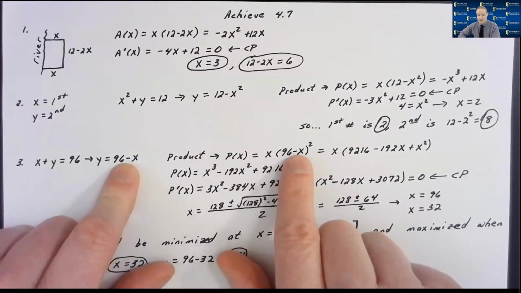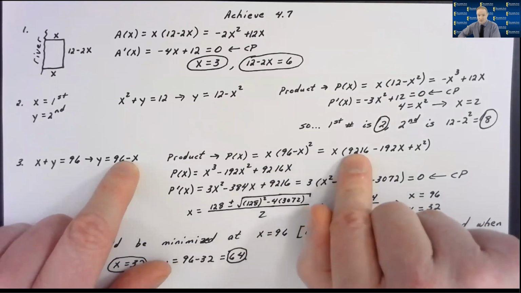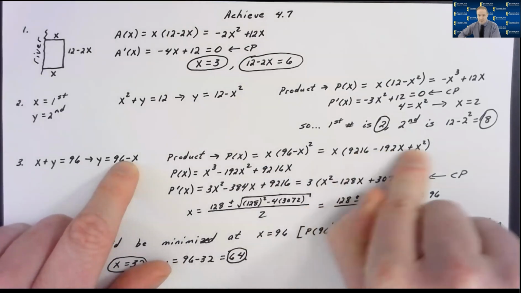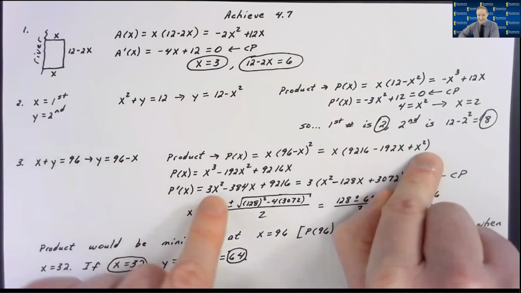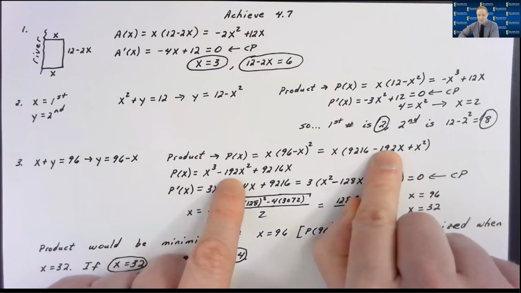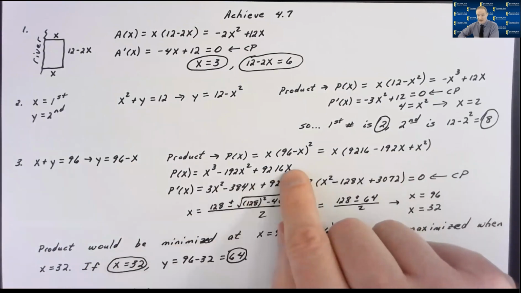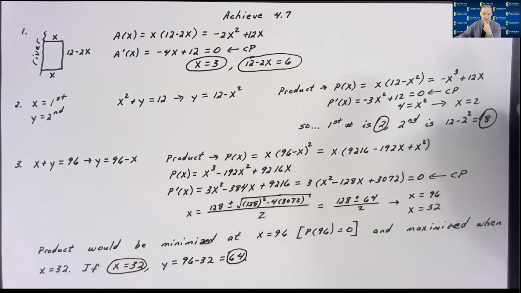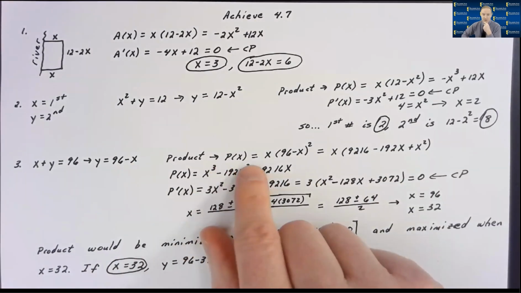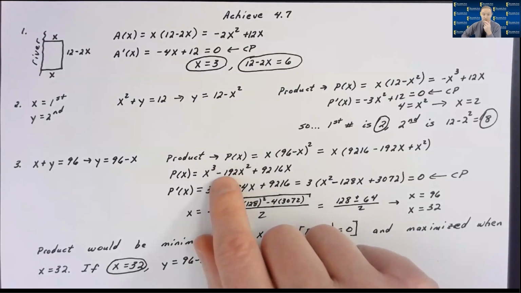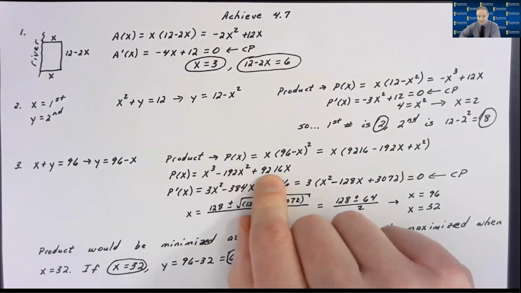What I did at that point is I just took 96 minus x times 96 minus x. And I got 9,216 minus 192x plus x squared. I distributed the x through that, and I put it in descending order. I would get x cubed minus 192x squared plus 9,216x. Now I can say, all right, you need to take the derivative of this expression. The derivative is 3x squared minus 384x plus 9,216.